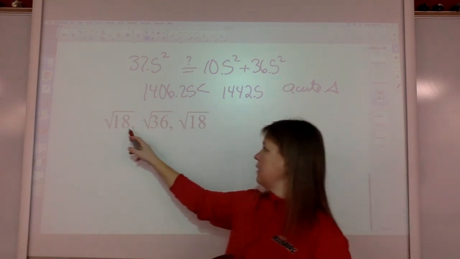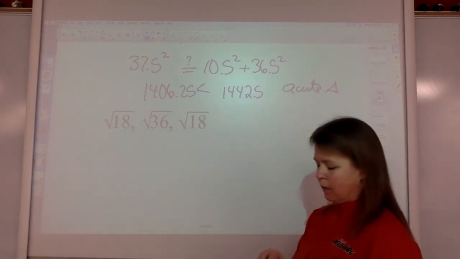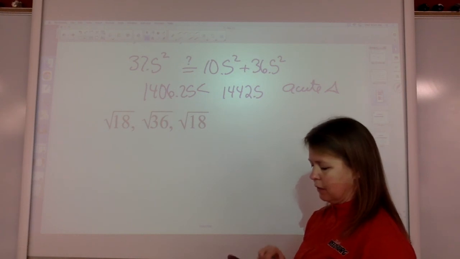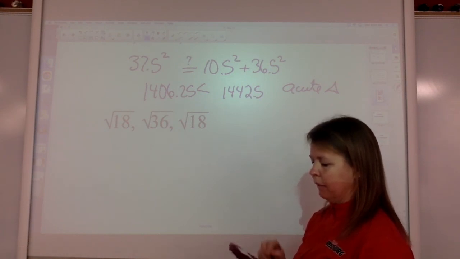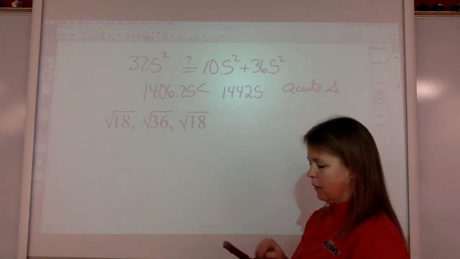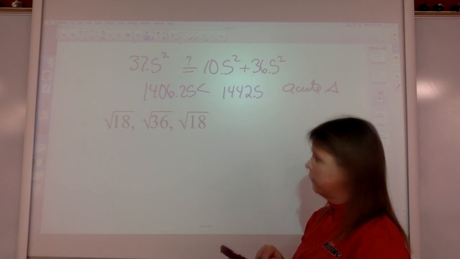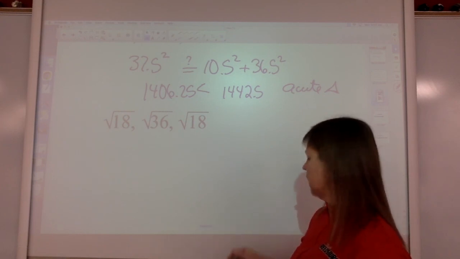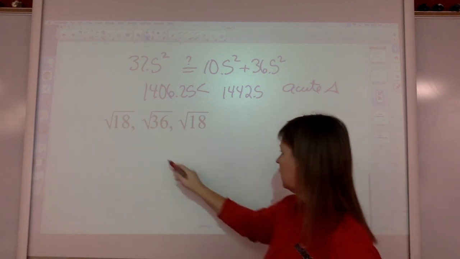Is the square root of 18 plus the square root of 18 bigger than the square root of 86? Test that first. Square root of 18 plus the square root of 18 is 8.49. How big is the square root of 36? We already know that is 6. So yeah, it's going to work. It is a real triangle.